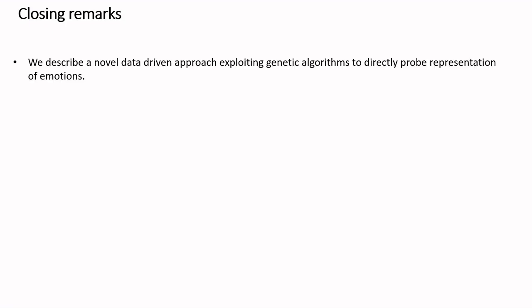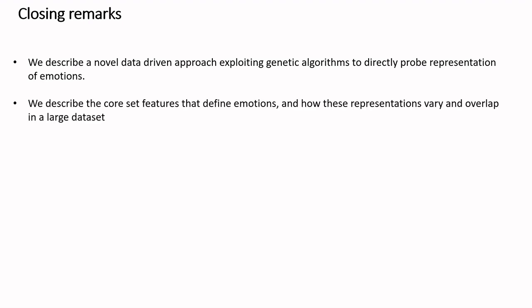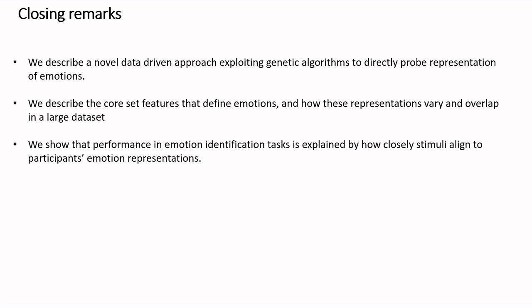To conclude, we describe a novel data-driven approach that exploits genetic algorithms, allowing subjects to construct a proxy of their internal representations of emotions. Based on the distribution of these representations, we describe the core set of features that define these emotion categories and how these representations vary and overlap in our large data set. Finally, we show that the performance in emotion identification tasks is explained by how closely stimuli align to each person's own emotion representations. This provides insights for studies focusing on individual differences and makes a case for creating stimuli that are custom suited to participants if required by the circumstances.